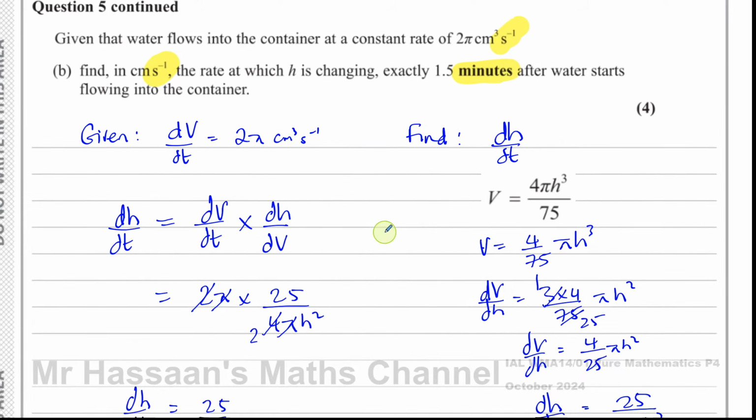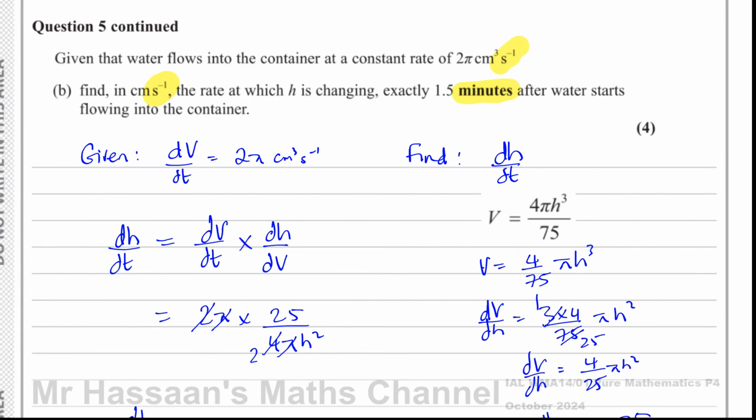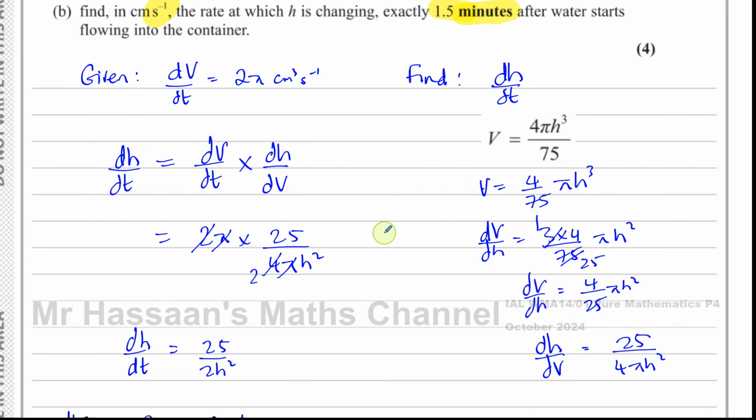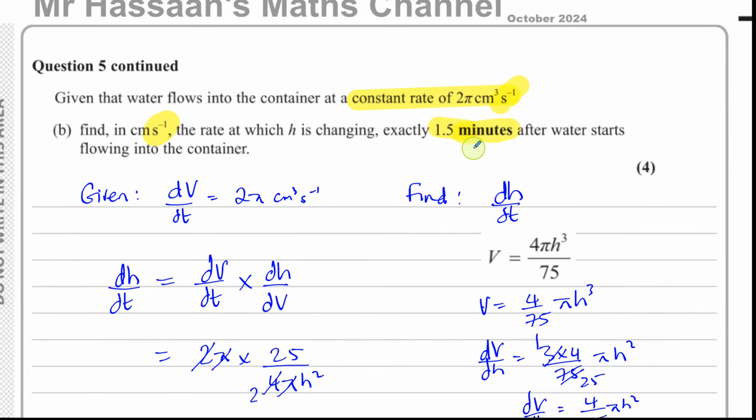Now what we've got to think about is the fact that they told us that the water flows into the container at a constant rate of 2 pi centimeters cubed per second. Constant. Okay. So 1.5 minutes after water starts flowing, we can say that dV/dt is 2 pi centimeters cubed per second.